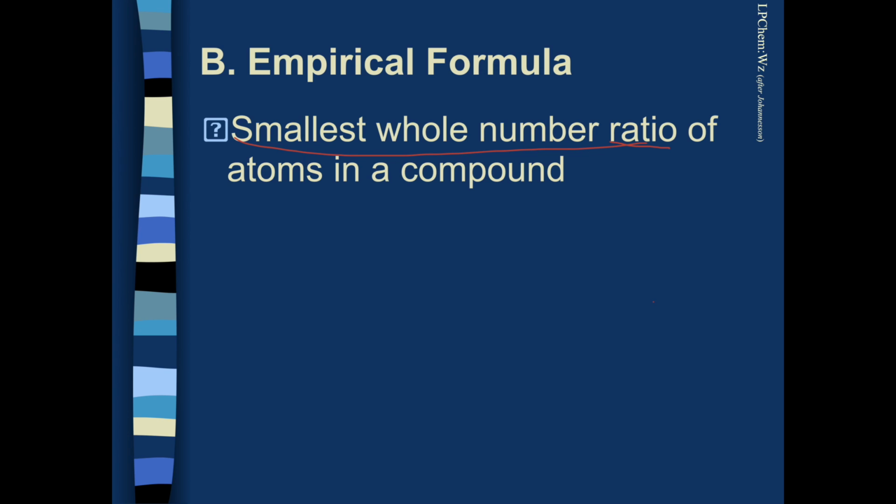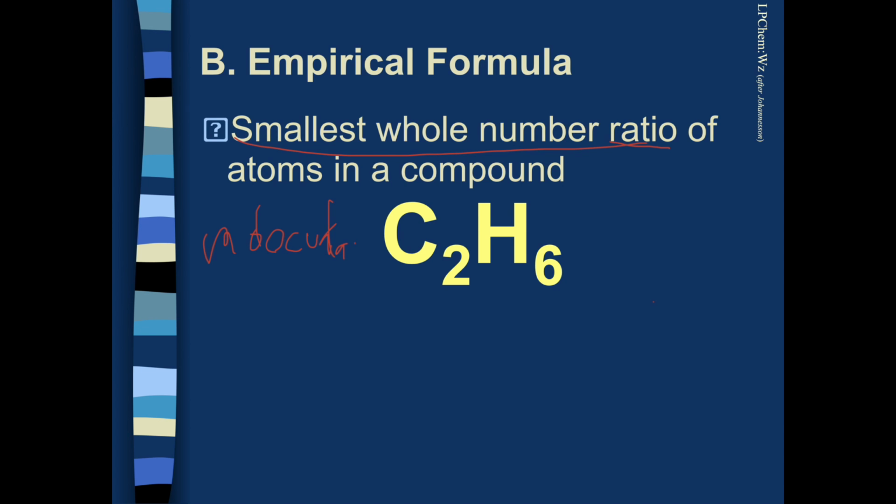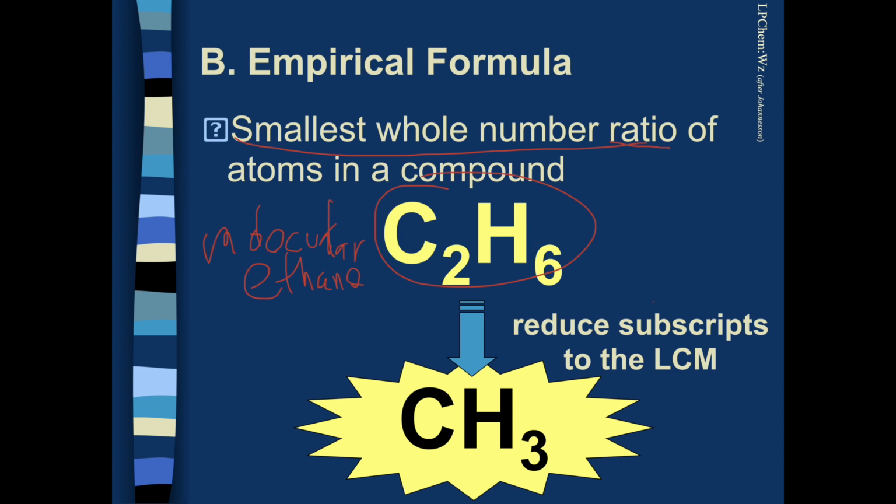So for example, C2H6 is the molecular formula for a compound called ethane. Okay, this is what ethane really is. But its empirical formula is CH3 because that's what they can reduce down to.